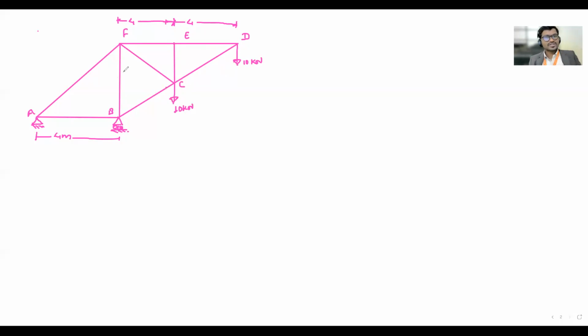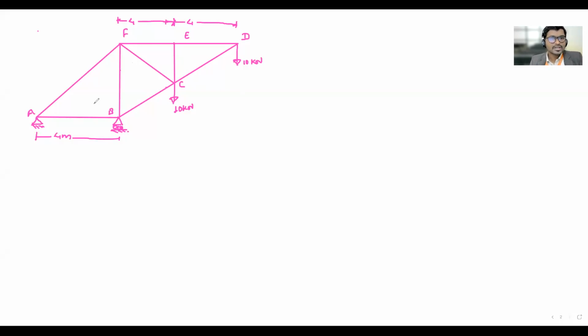Okay. So this is the example of the truss which was asked in the examination for 12 marks. It was asked to find out the support reactions at the supports and the forces in each and every member for the truss which is loaded and supported as shown in the figure.